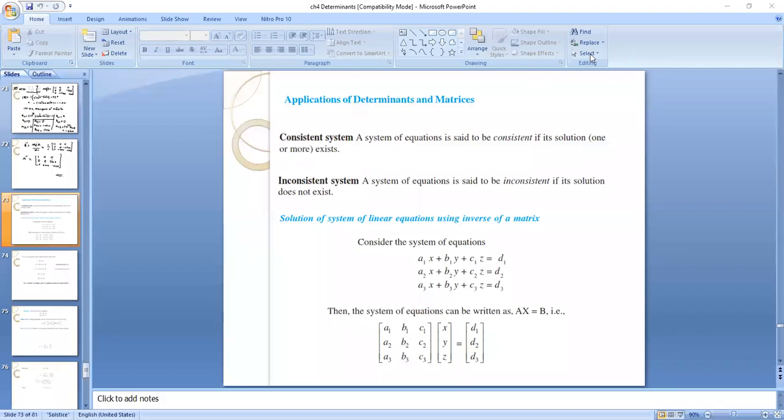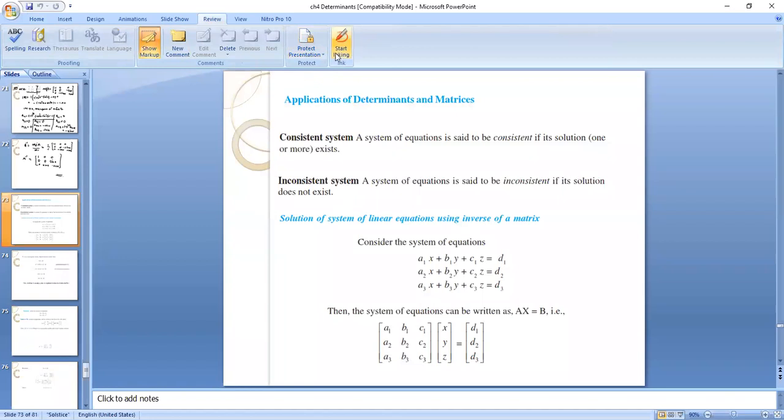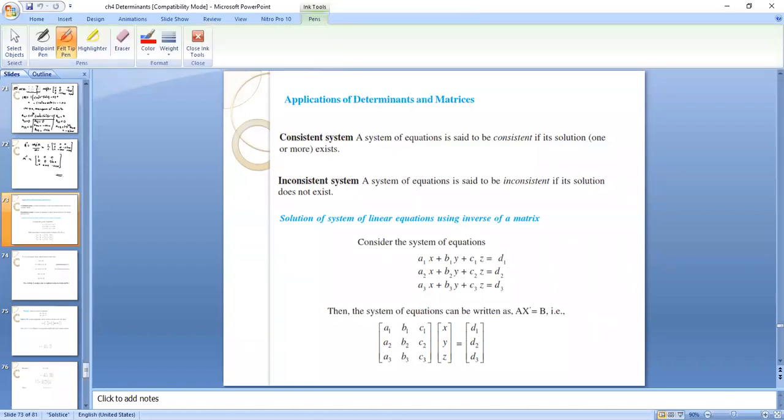Okay, so we will start the class now. The next topic is applications of determinants and matrices. So far, we have learned how to find A inverse using adjoint A and A determinant. Now, if we are capable of finding A inverse, what is the benefit of A inverse, where can we use that A inverse? So here is the topic, applications of determinants and matrices, where with the help of A inverse we will be solving system of equations.